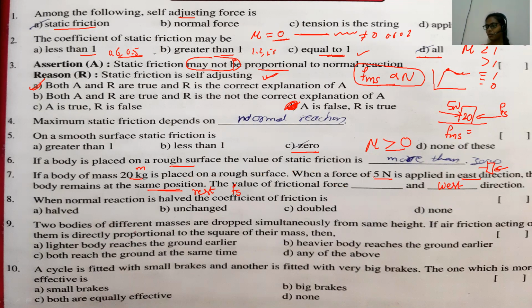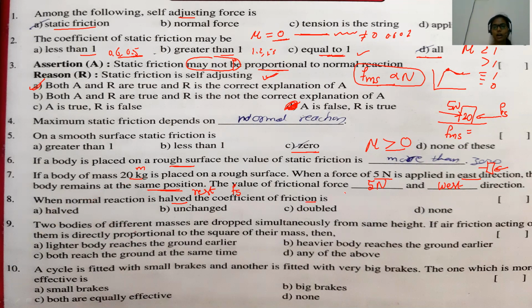In that condition, whatever applied force is equal to the static force, that is 5 newtons only. Understood, children? Solving is not required, but try to understand this logic. When the body block is not moving at all, it is static friction only. In the opposite direction, what we applied will be equal, but the direction is opposite. That's all.